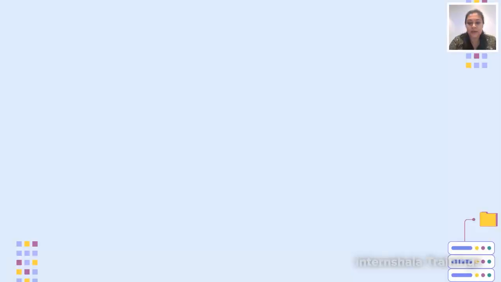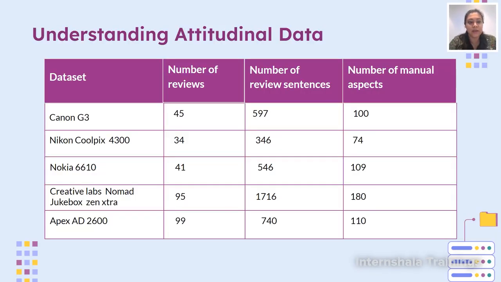Okay. So here you can take an example of attitudinal data. You can see there are different products here: Canon, Nikon, Nokia, Creative Labs, and Apex. These are the different products we have. Number of reviews. That means what are the reviews given for each of these particular products by the different customers. Number of review sentences, number of manual aspects. So this number of reviews, that is 45, 34, 41, 95, and 99. This is called the attitudinal data. That is, here 45 people have given responses of how they felt, their perception towards this particular experience of this particular product. Yes, this is called attitudinal data.